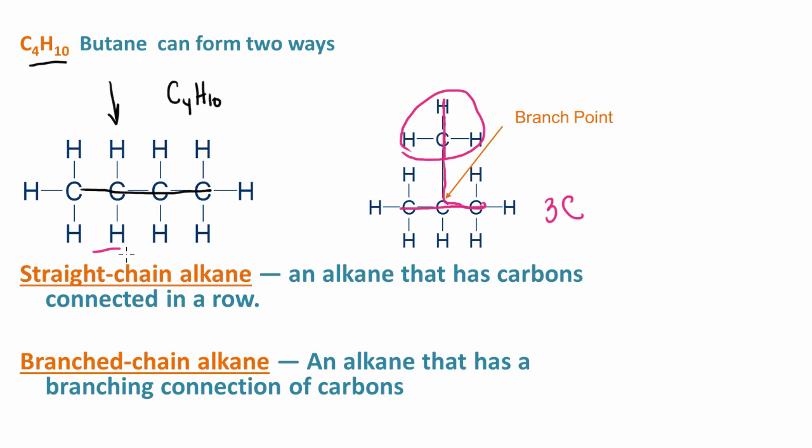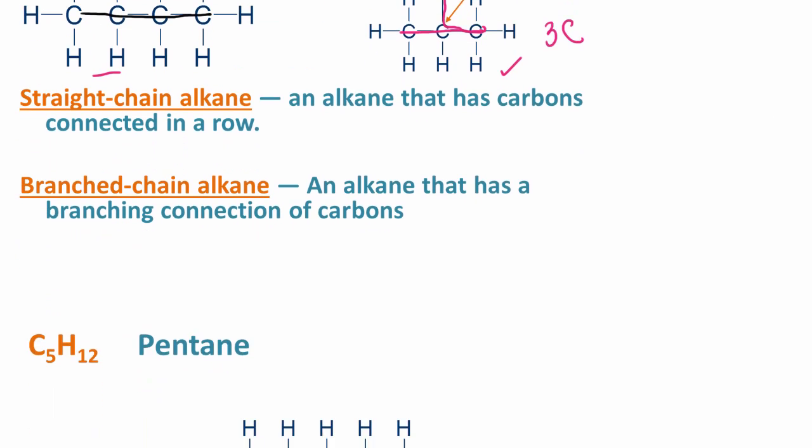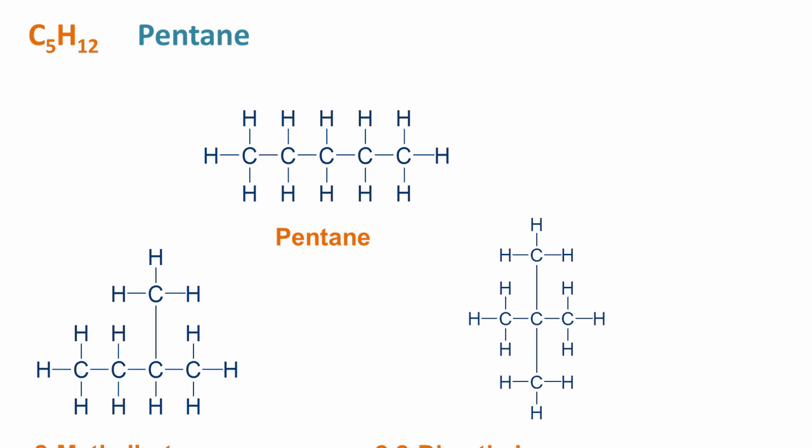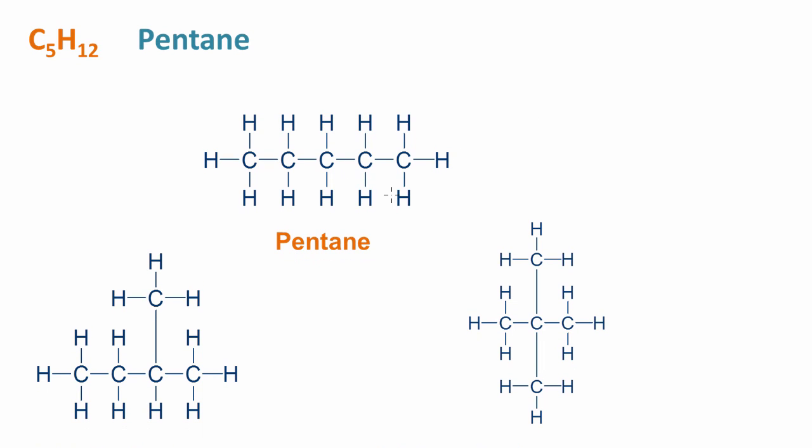This first one is called a straight chain alkane. So all the carbons are connected in a row in a continuous chain. A branch chain alkane, such as this one here, has a branching connection of carbons. Let's take a look at pentane. And pentane has 5 carbon atoms. This is the straight chain. I have 1, 2, 3, 4, 5 carbon atoms in the chain, and we call this pentane.